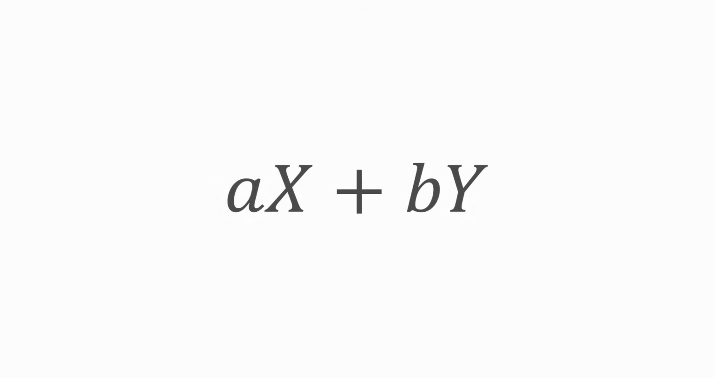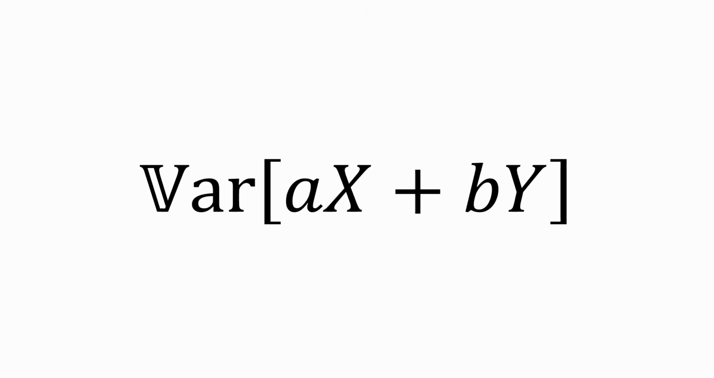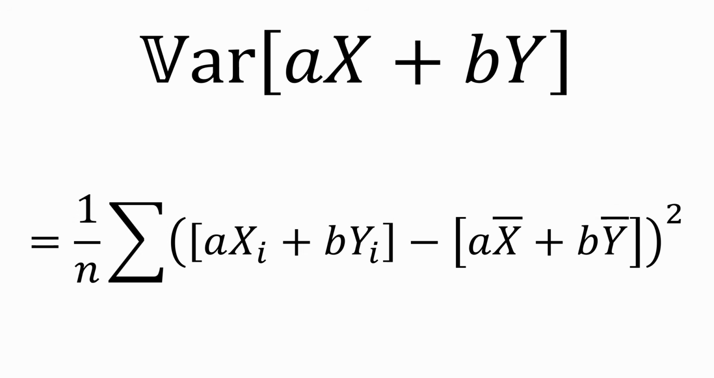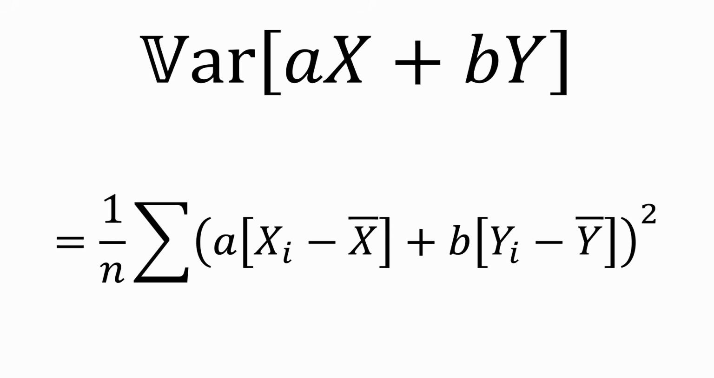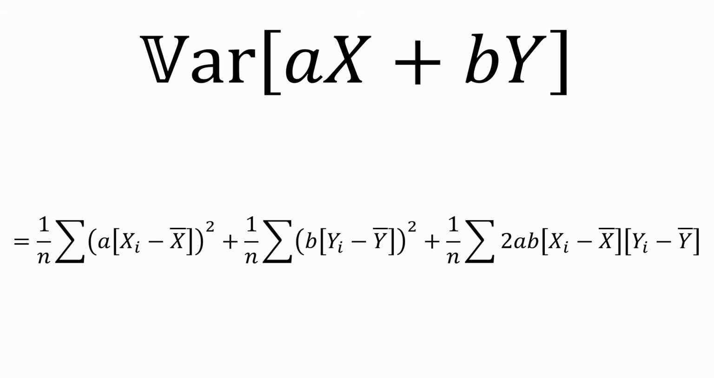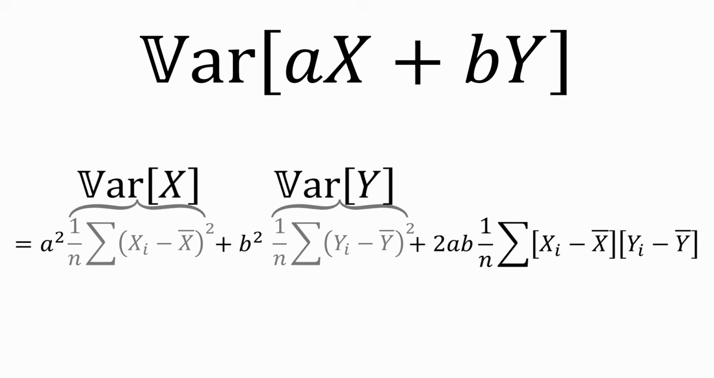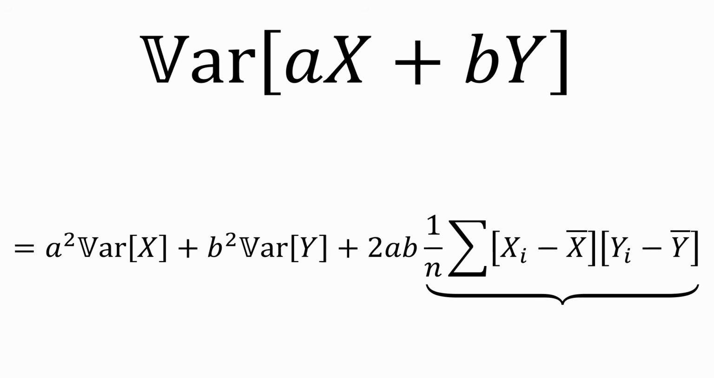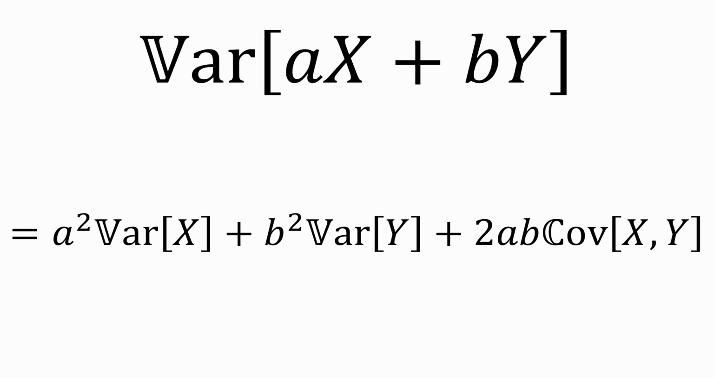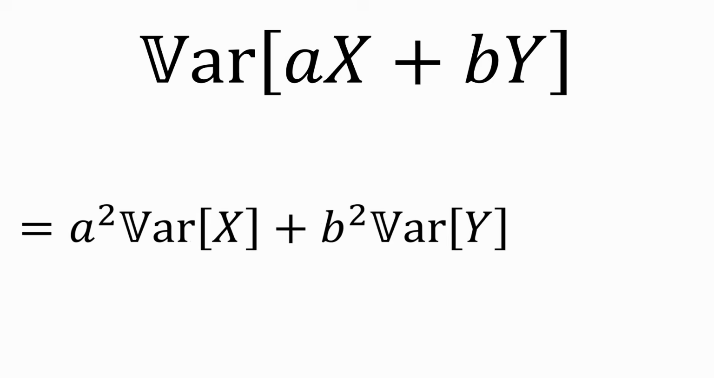For example, if I have two different sets of data, x and y, then I can use the formula to find the variance of something like ax plus by. These are just the variances of x and y. And this term at the end has a special name. It's called the covariance of x and y. This fact about variances will be important later on. Also, if x and y are independent, meaning they have no influence on each other, then the covariance is 0.